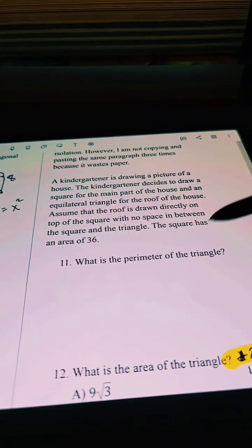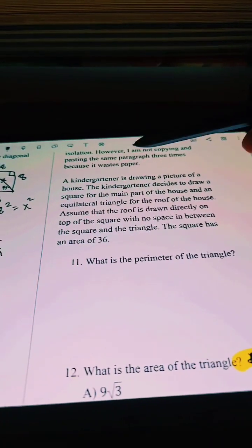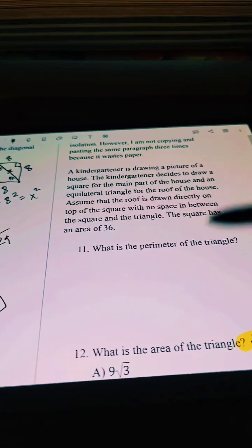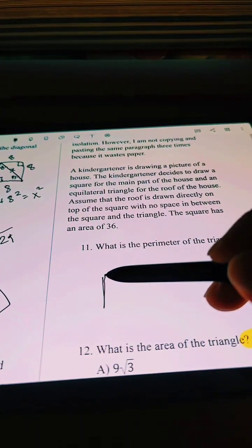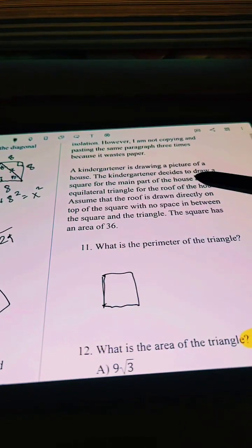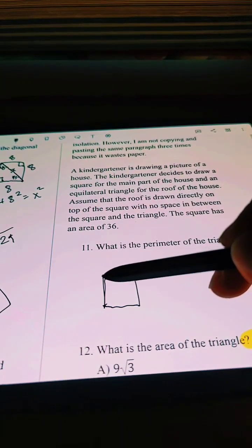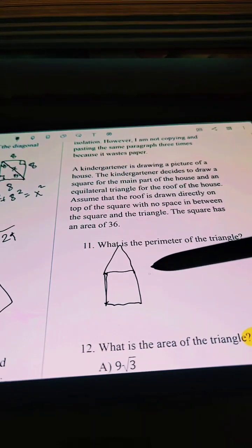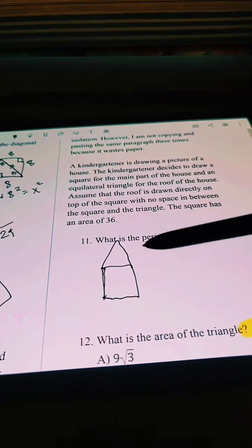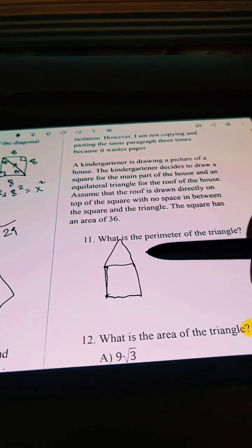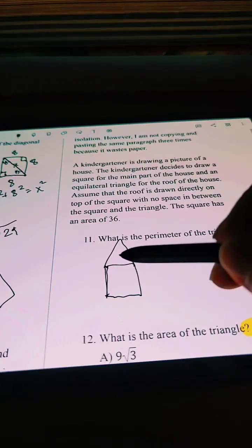So what is the perimeter of the triangle for this situation? A kindergartner is drawing a picture of a house. The kindergartner decides to draw a square for the main part of the house, so I'm going to do a square, and an equilateral triangle for the roof of the house. Assume that the roof is drawn directly on top of the square, with no space in between the square and the triangle. The square has an area of 36.